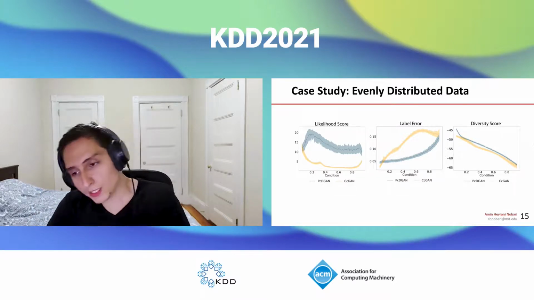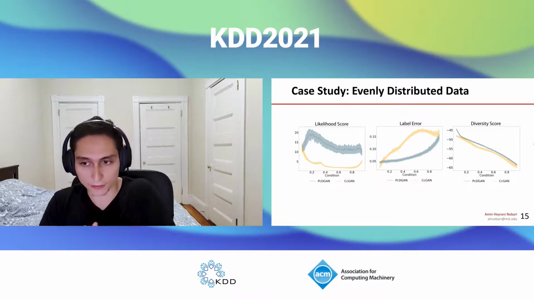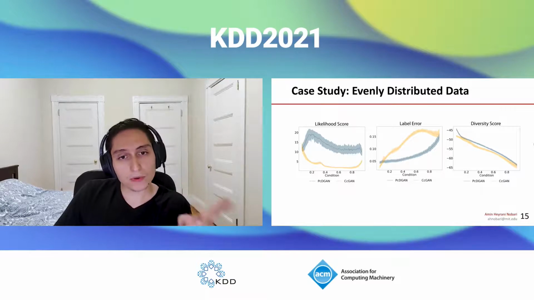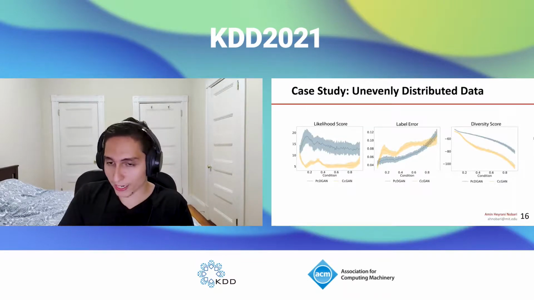And finally, the diversity here in the evenly distributed case, we see that CcGAN has actually done fairly well, and the diversity is on par. However, when we move to the uneven distribution of data, we see similar trends in the likelihood and label error.